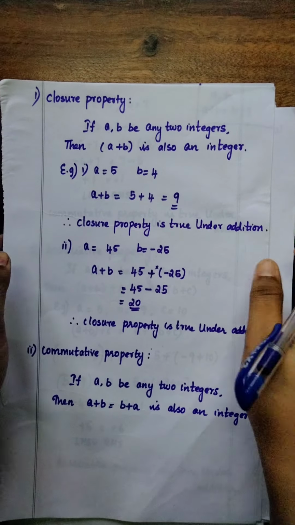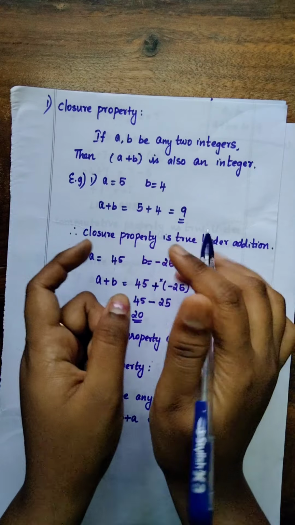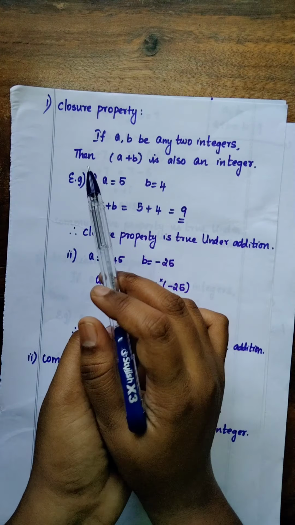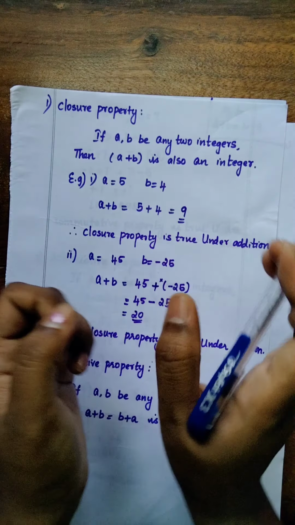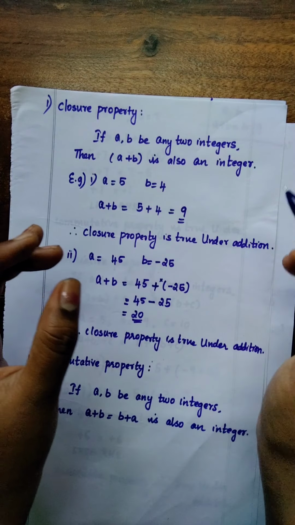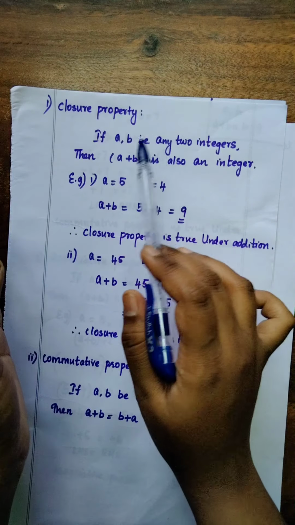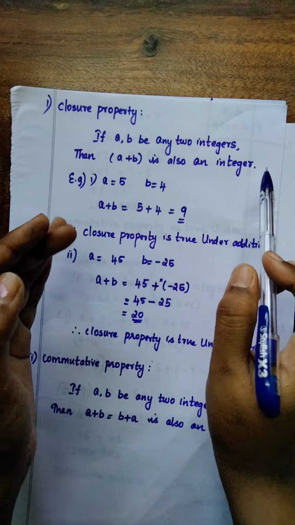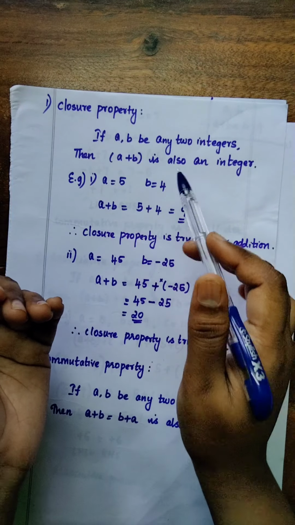Now the first property is closure property. For closure property, you need to take any 2 integers. If a, b be any 2 integers, then a plus b is also an integer. This is the property. You need to learn these 2 lines and one example also. For the exam they will ask: define closure property with one example. At that time, you need to write the first 2 lines, and then put an example, write 2 values and prove the property.